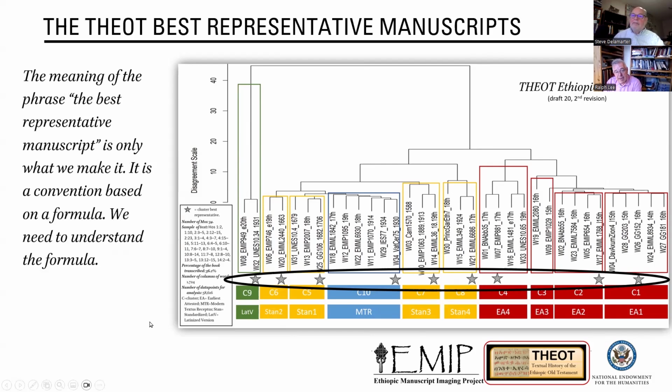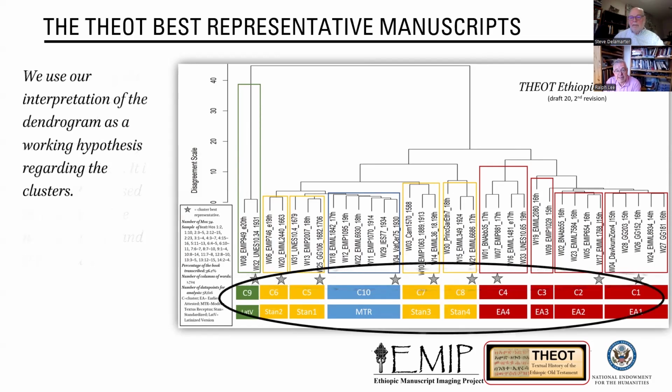So what do we mean by the term best representatives? Well, it's what we define it as. It's a convention based on a formula, and we need to understand the formula so that you can understand the concept properly. So we're going to go through some steps now to help us understand that. Very good. The judgment about clusters represents our working hypothesis.